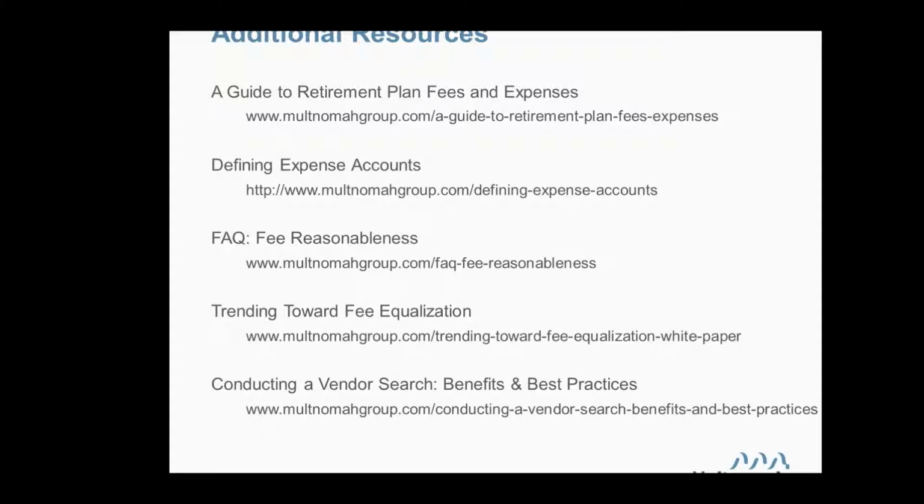So we spend some time exploring all the different types of expense accounts. We have an FAQ on fee reasonableness. It talks about the different ways that you can assess fees and how to determine if they're reasonable. Trending towards fee equalization, the one that's more complicated, I think is actually probably in the best interest of most mid and large size organizations, so we wrote a paper on that. And then we have a paper on conducting a vendor search, the benefits and best practices.